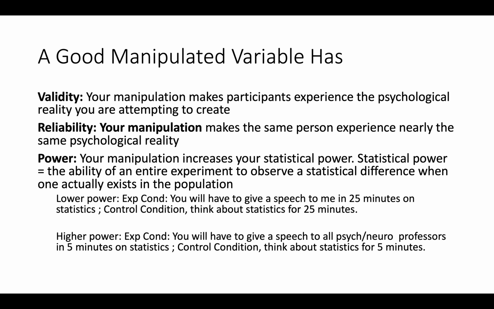The second thing I want you to focus on is: was the manipulation reliable? That is, did your manipulation make the same person experience the same psychological reality? Let's take the stress of having participants take a stats class. While this may not be a valid manipulation of stress, as I said earlier, I would argue it's reliable. That is, it consistently creates a specific level of stress in your participants. Yes, some people experience no stress and some people experience high stress, but the important part is that those specific people will consistently experience the same amount of stress.